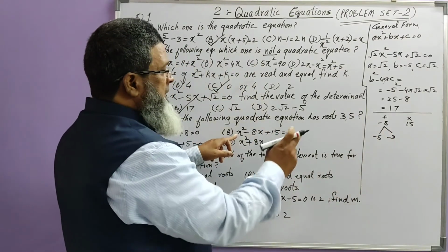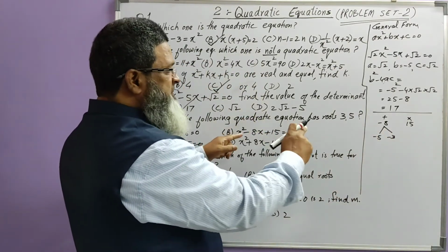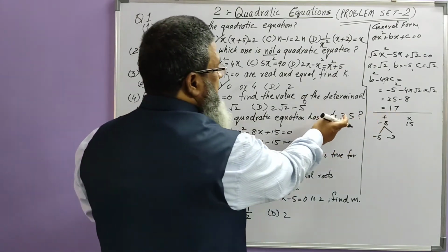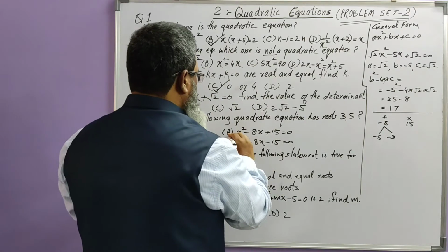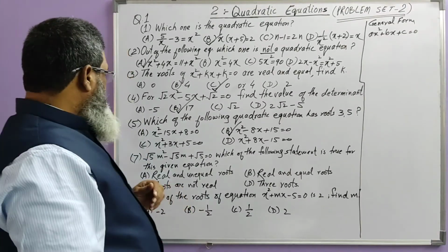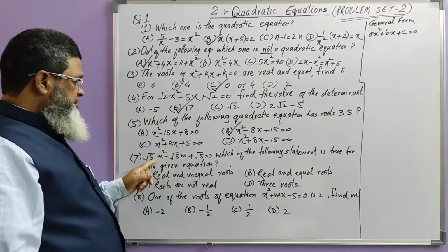So when you get x minus 5 is equal to 0 or x minus 3 is equal to 0, their roots are plus 3 and 5. So this will be the answer. Let's see question number 7.